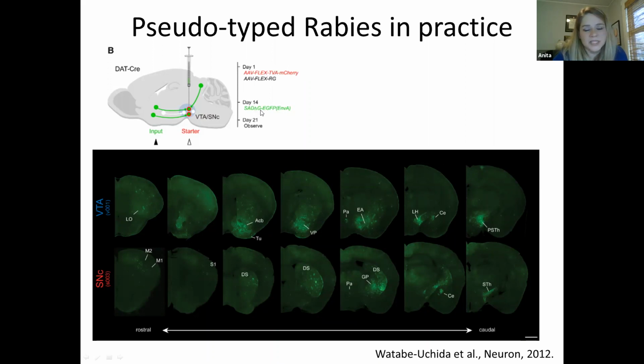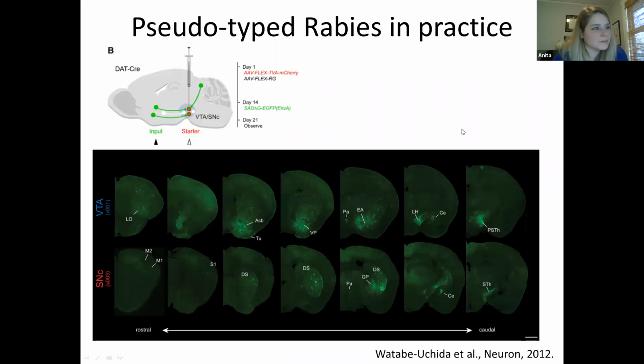So I'm saying this a lot because I feel like people get very confused. So you have all of these things expressed in trans. The only thing that rabies has is this avian envelope and the GFP. So then in this case, your starter cells, you're going to be able to identify them because they're going to be both red and green. And then the presynaptic cells are only going to be green. And again, it's only going to cross one synapse because we only have expression of the RG and TVA in the starter population.